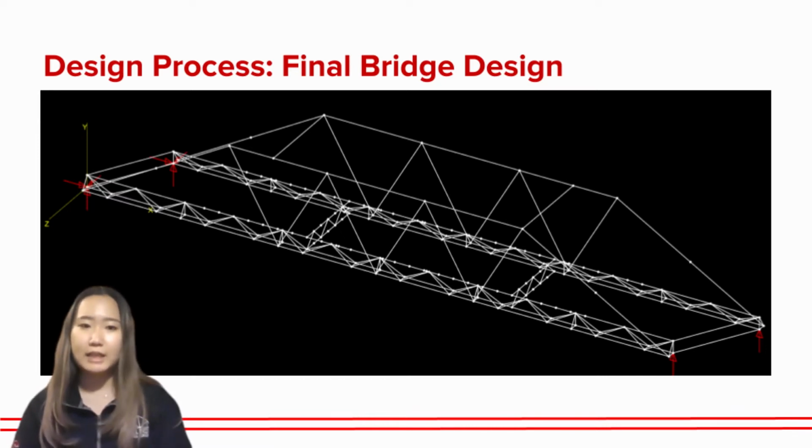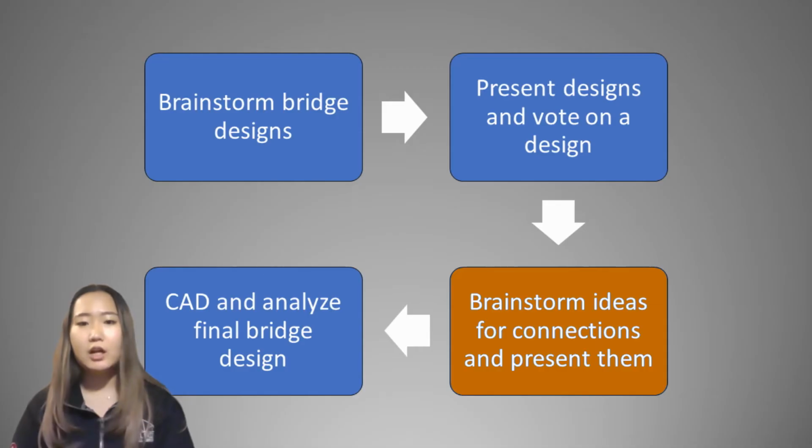After picking the current design as the overall shape of the bridge, our groups designed and presented a wide array of ideas for connections. We took ideas from each group and incorporated them into the suite of connections that we used for the bridge. Soon after, the team then worked together to CAD the entire bridge through Autodesk Fusion 360, resulting in this bridge that we are presenting to you right now.